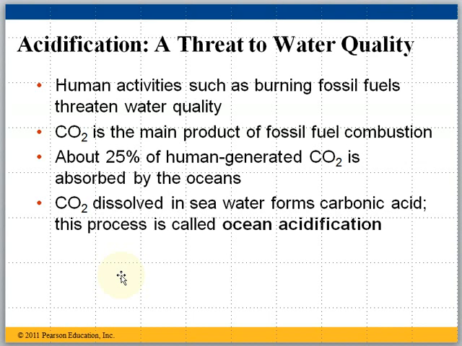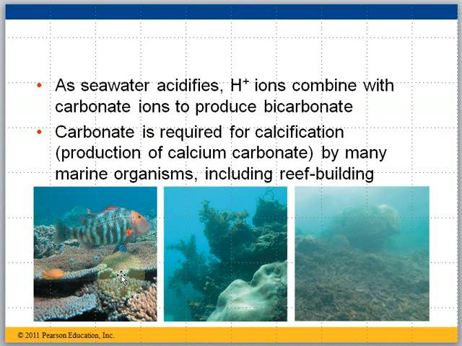But as that CO2 dissolves in the seawater, it forms a weak acid called carbonic acid. And this whole process is called ocean acidification. That acidification, the slight drop in pH of the ocean water, has a negative effect on a lot of aquatic life, particularly creatures like coral that use carbonate material within the water to calcify and produce their shells. So you have some problems, particularly in coral reefs, where the water has become slightly more acidic than it used to be.